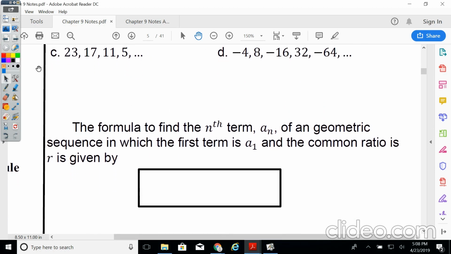For C, what do I have to do to 23 to get 17? I have to subtract 6. So now we check the other ones. 17 minus 6 is 11. And 11 minus 6 is 5. So right there, I know it's arithmetic.